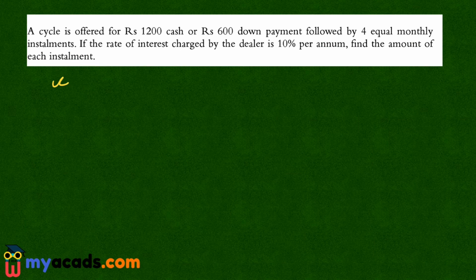So the cash price C of the cycle is 1200 rupees. I can pay this 1200 rupees and take the bicycle with me. Or the second option is, I make a down payment of 600 rupees at present, and I follow this down payment with 4 equal monthly installments. Let the equal monthly installment be E.